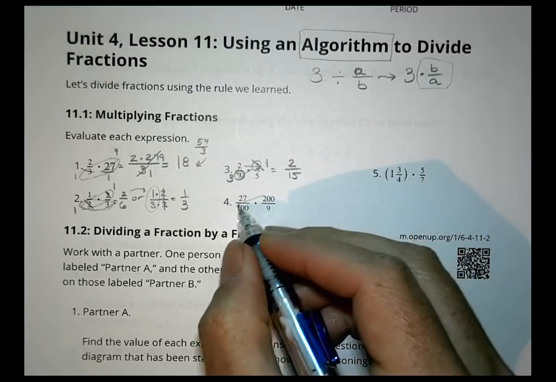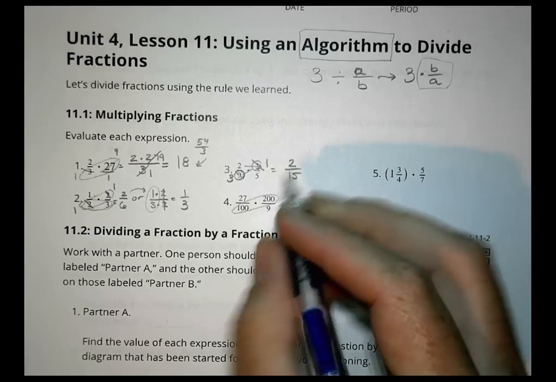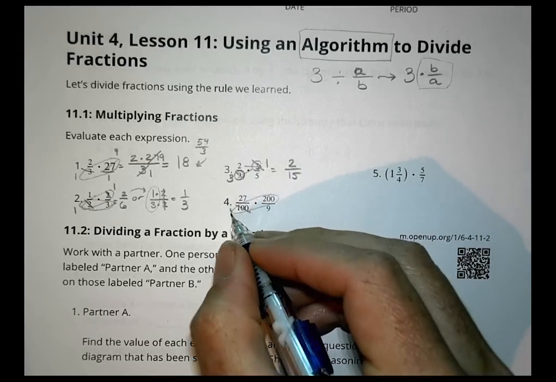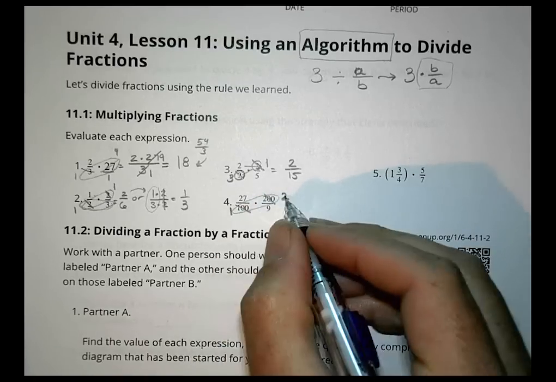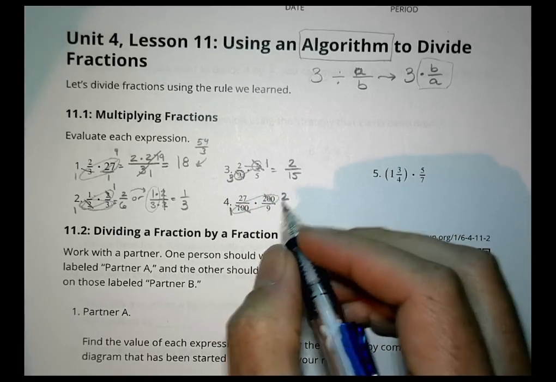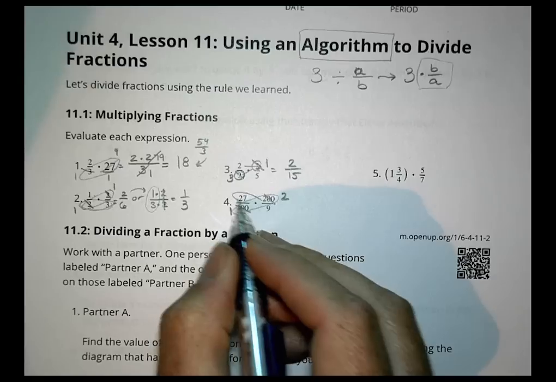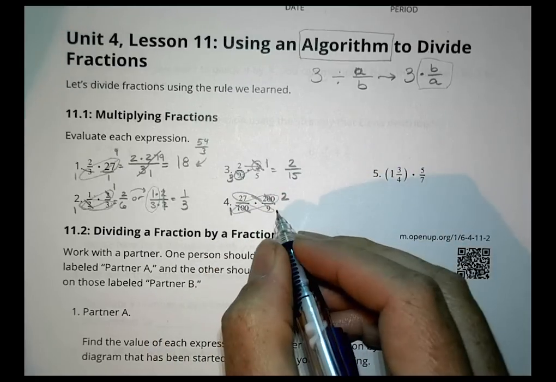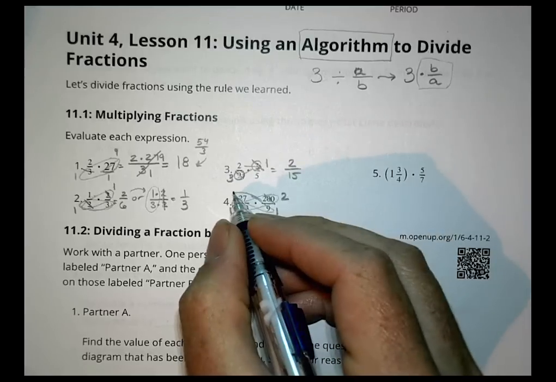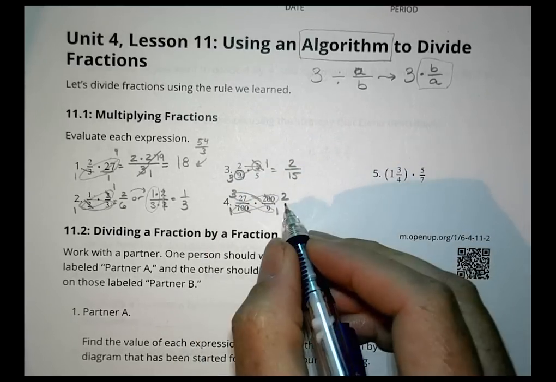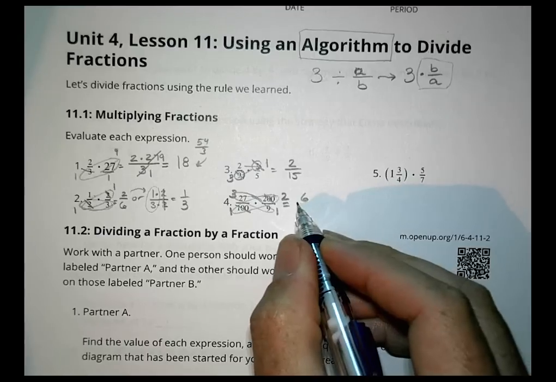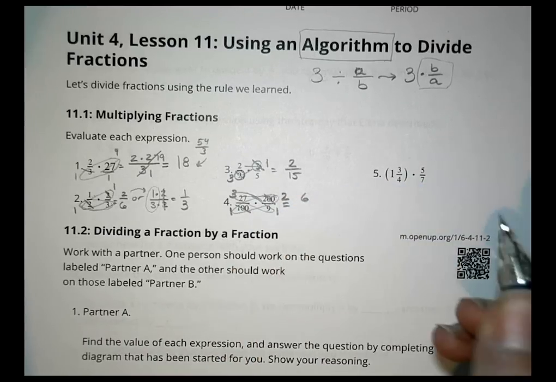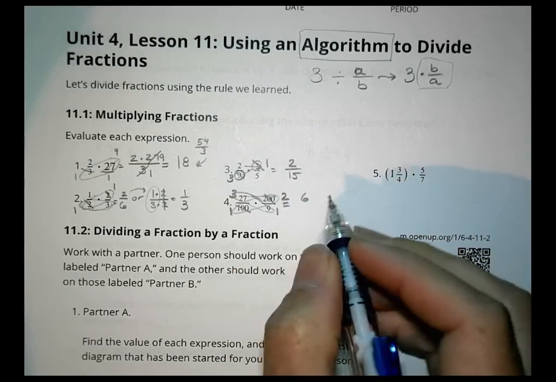When I look here, I have a 100 and a 200. Well, 100 goes into 200 2 times. So there's 1 hundred here and 2 hundreds there, so I can reduce that. I can also reduce on this diagonal as well, because I have 1 nine here and I have 3 nines in that group. Now I multiply across. 3 times 2 is 6, and 1 times 1 is 1, so I just leave the answer as 6.